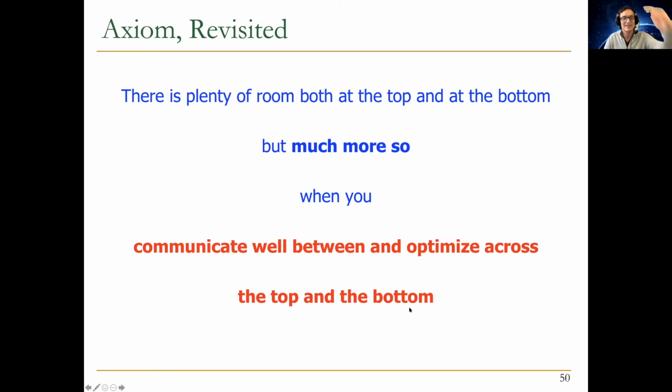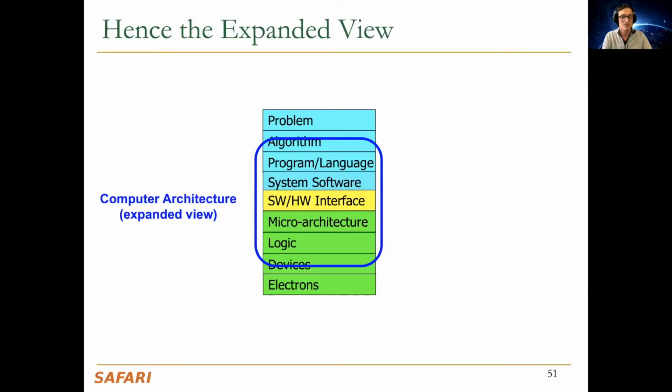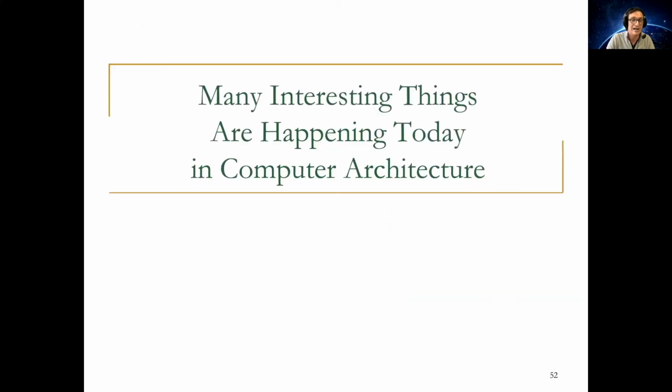So it's really about algorithms at the top to devices at the bottom. You can optimize them both, but you can get much more by communicating between them more and optimizing across the stack. And I'm going to give you some more examples of this. So that's why we have this expanded view. And hopefully I've given you the historical perspective of this expanded view as well.